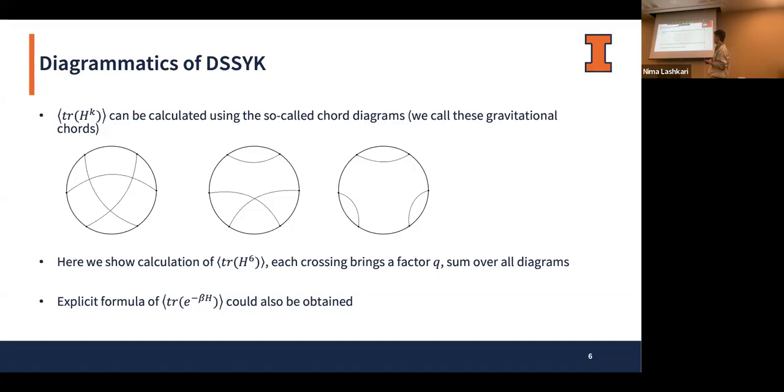the trace of h to the 6. And in this way, you can calculate all possible moments of this h. And the explicit formula of trace e to the minus beta h is just by summing up the results for each moment. Can you go one slide back?